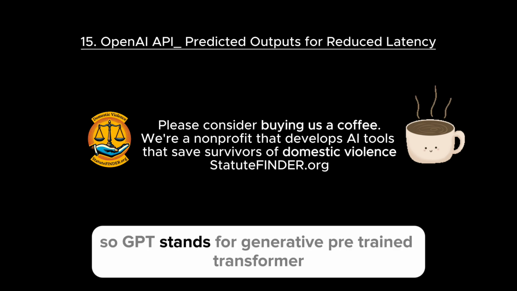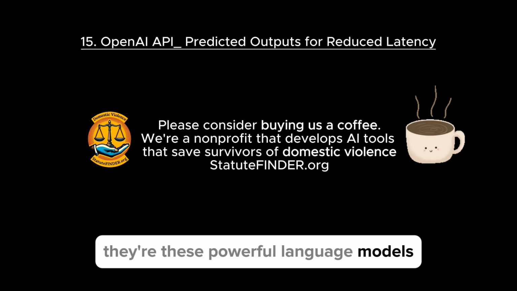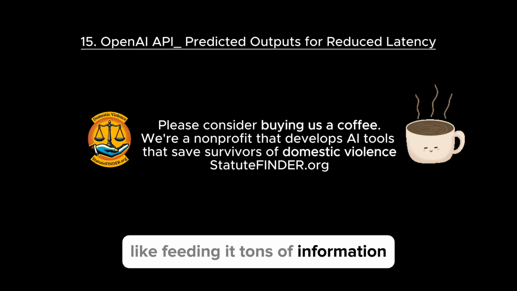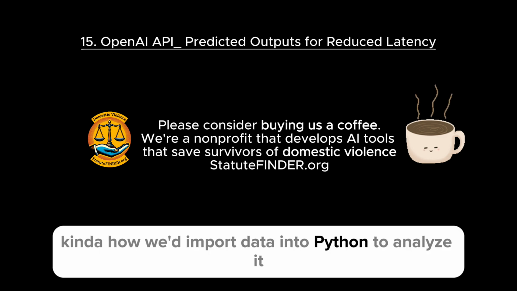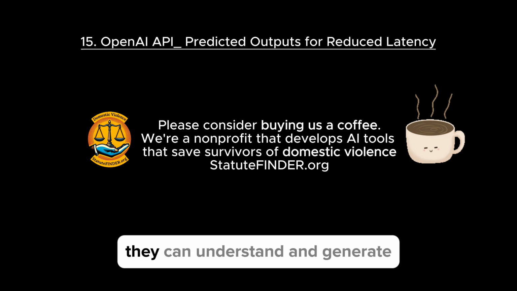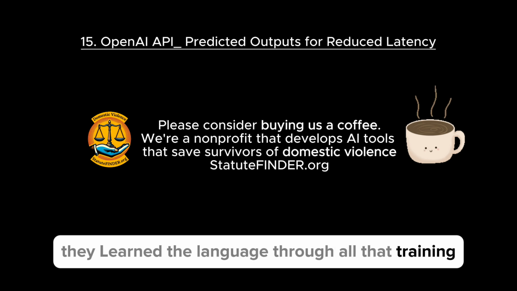So GPT stands for Generative Pre-trained Transformer, kind of a mouthful, but basically they're these powerful language models trained on a massive amount of data. Like feeding it tons of information, kind of how we'd import data into Python to analyze it. Exactly. And because they've seen so much text, they can understand and generate human-like text in really amazing ways. It's like they learned the language through all that training.